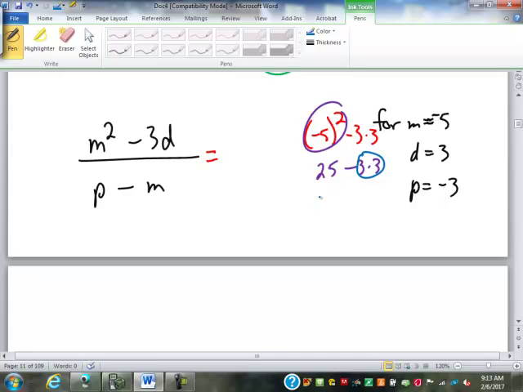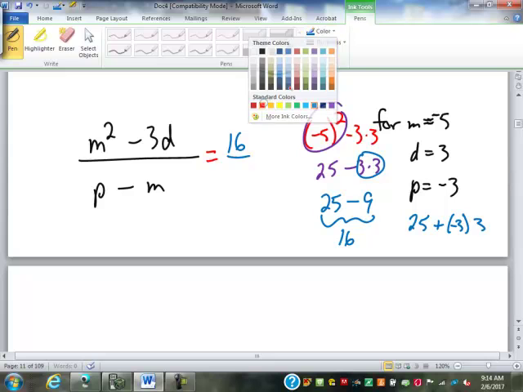Either do -3 times 3 or 3 times -3. I'm going to leave it as 3 times -3. So it's still minus. 25 minus 9 is 16. Again, if you did it as -3 times 3, you'd have to do it like that. So this is now plus. Either way, we get 16 on top.